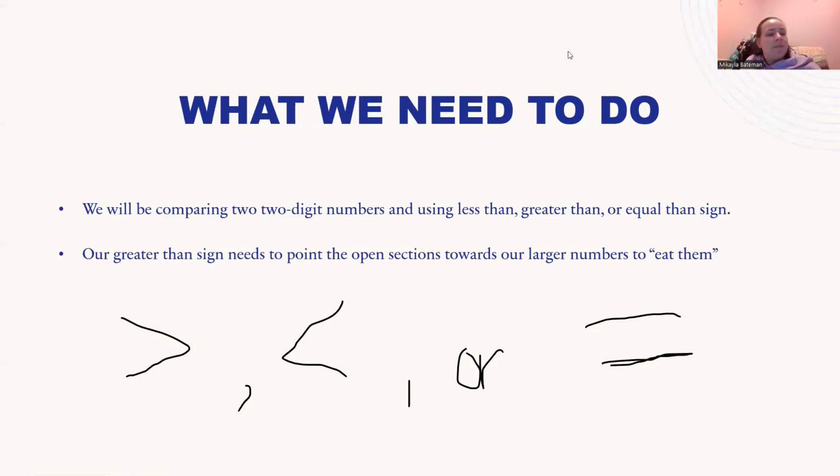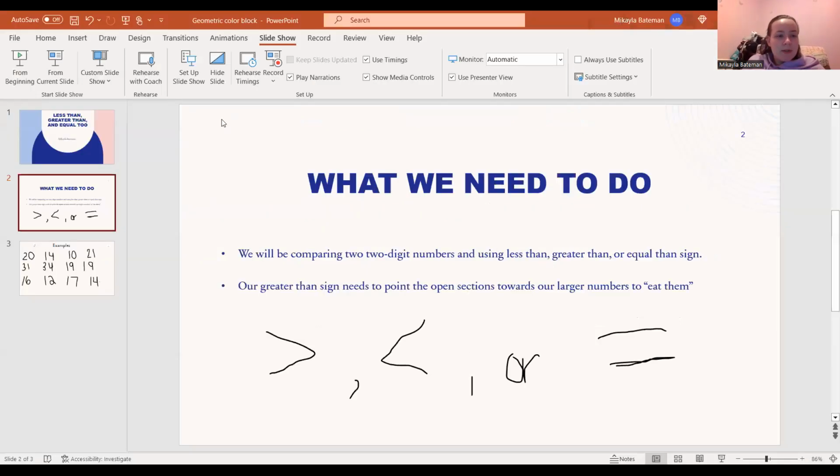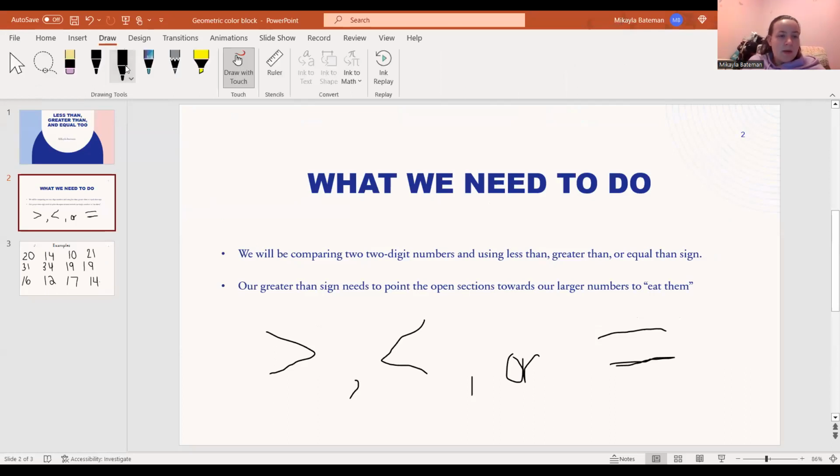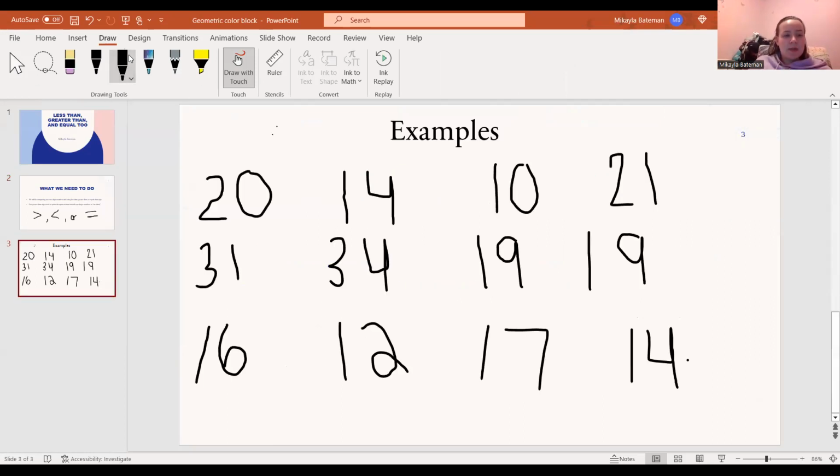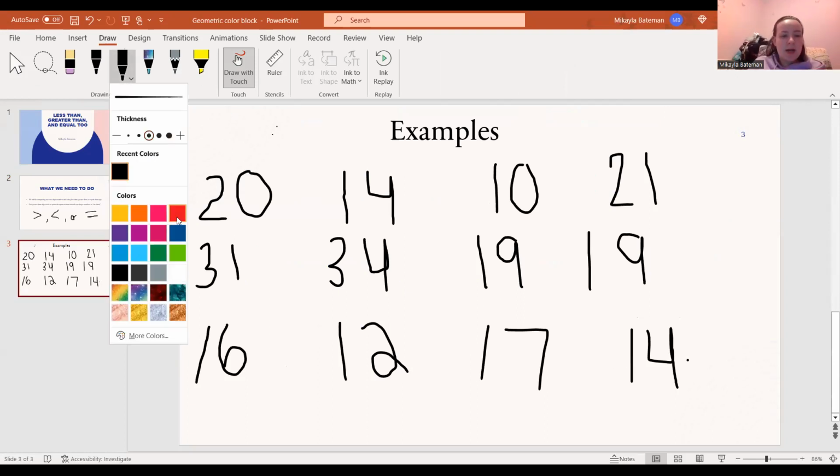So what we need to do is we'll be comparing two-digit numbers and using less than, greater than, equal to signs. And our greater than sign needs to point the open section toward our larger number to eat it. So for example, we're going to close out of that and grab a pen and use some examples and show you how to eat them.